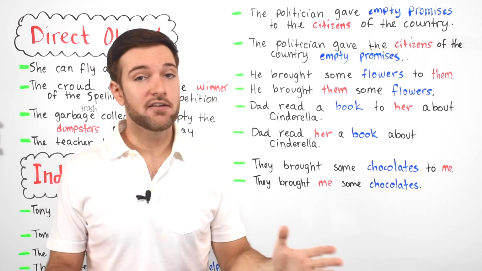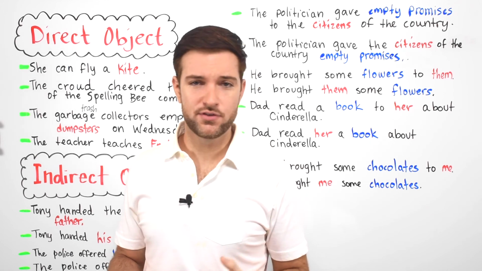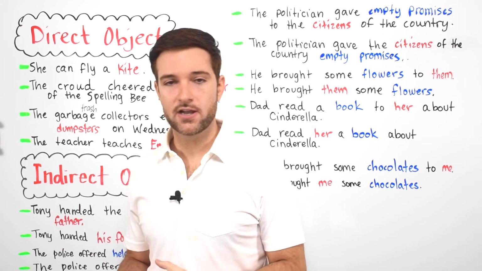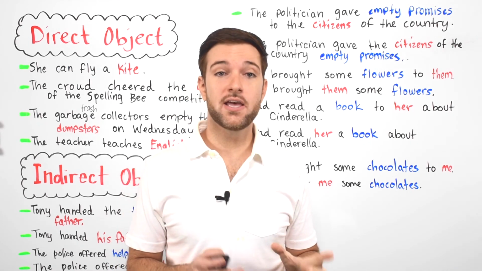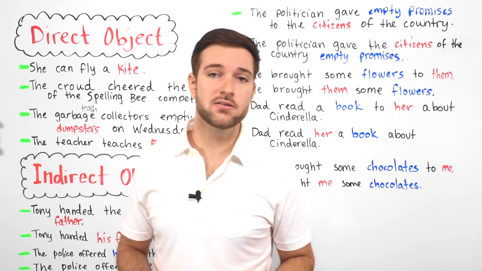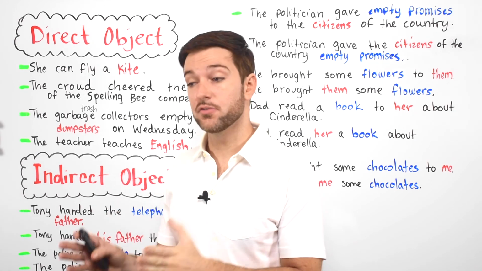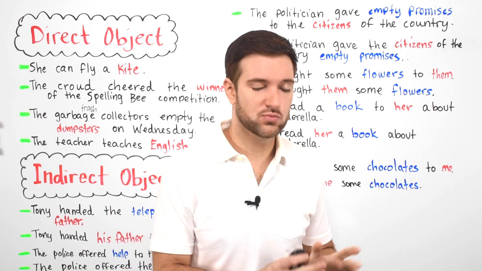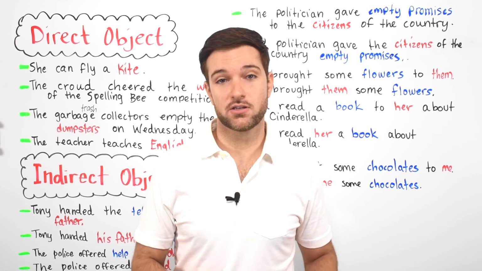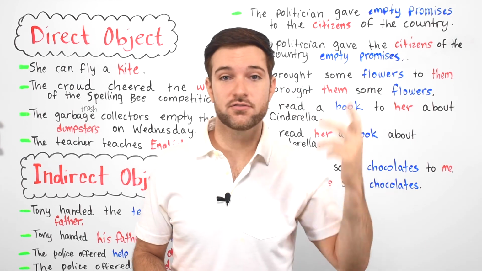Okay, so everybody, I hope this lesson cleared up some of the confusion you may have had about direct and indirect objects, and now hopefully it will be easier to distinguish between the two, you know, to be able to tell, oh, this is a direct object and this one right here, this is an indirect object. I know the difference, right?